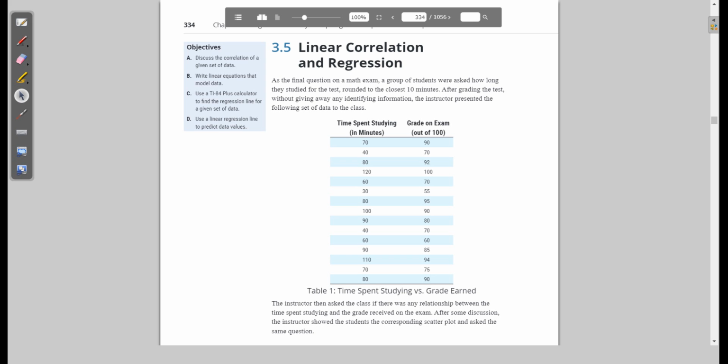So looking at the very first part here, as a final question on the math exam, a group of students were asked how long they studied for the test, rounded to the closest 10 minutes. After grading the test without giving away any identifying information, the instructor presented the following set of data. Of course, we see our set of data here. And the instructor then asked the class if there was any relationship between the time spent studying and the grade received on the exam. After some discussion, the instructor showed the students the corresponding scatter plot and asked the same question. So let's first look at this chart here.